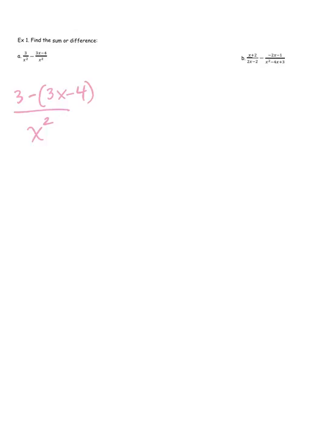Be careful there, because at this point I want to subtract everything inside parentheses, so it's really like I'm distributing that negative. So I really have 3 minus 3x plus 4, which is a negative 3x plus 7 over x squared. Okay, at this point nothing can cancel out, nothing can simplify.